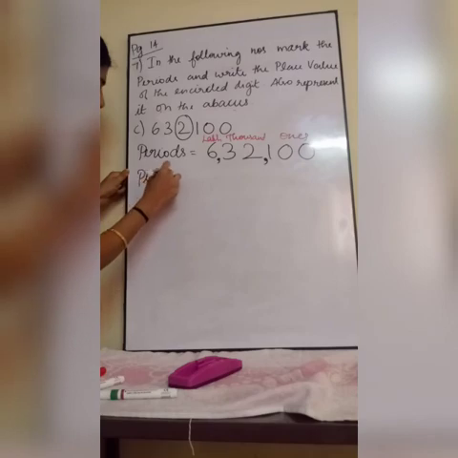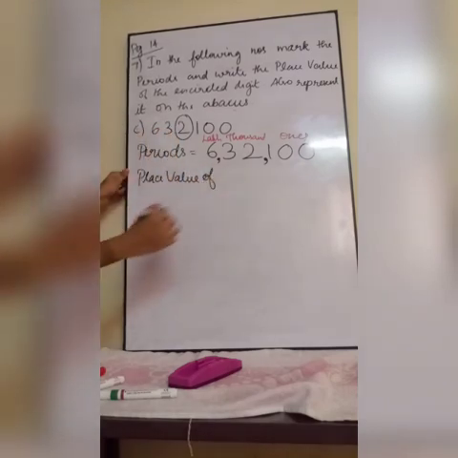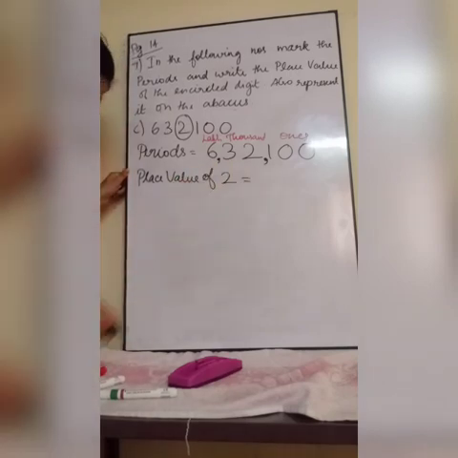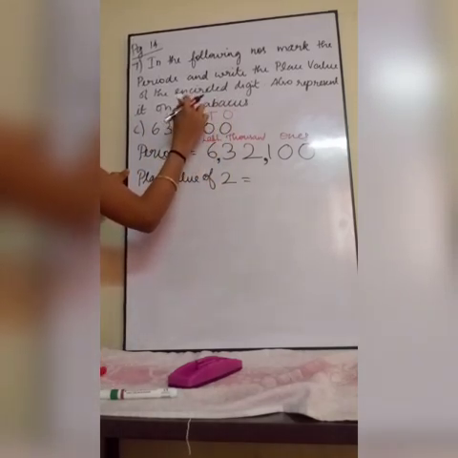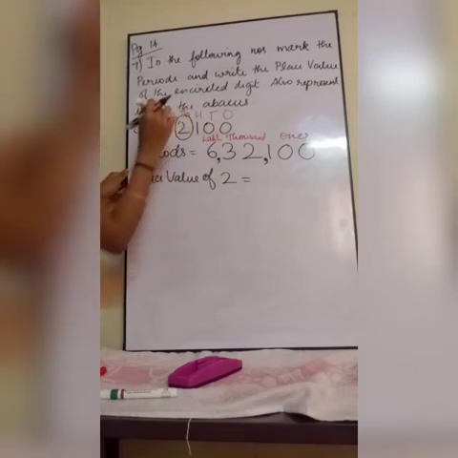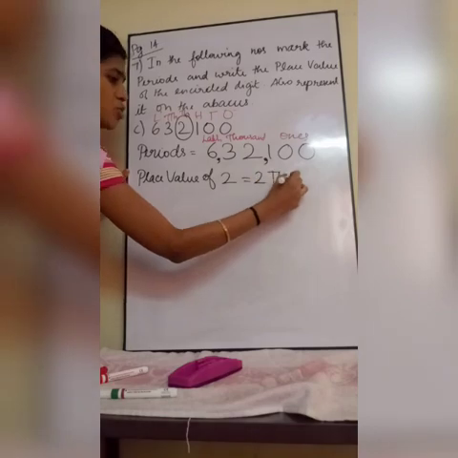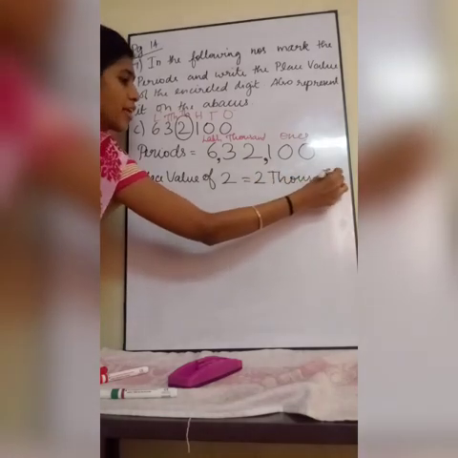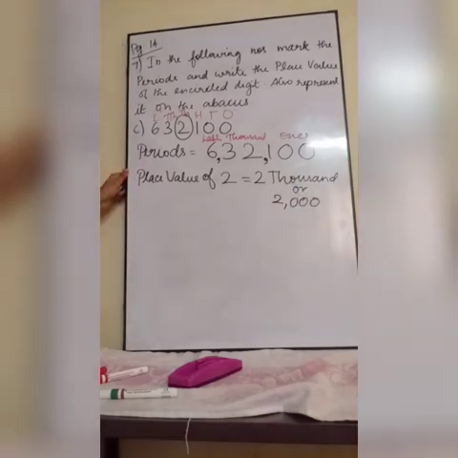Place value of the circled digit. What is the circled digit here? 2. So what is the place value of 2? Ones, tens, hundreds, 1000, 10,000, lakh. So what is the place value of 2? 1000. 2000. Or you can write it as 2,000. So 2000, or like this you can write it.